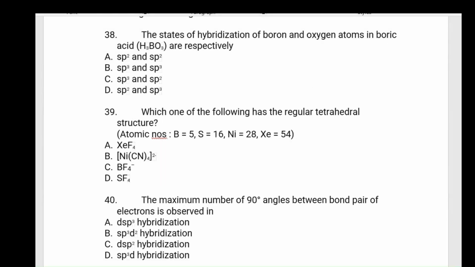Next question, the states of hybridization of boron and oxygen atoms in boric acid H3BO3 are. To answer this question, first we have to write the structure of boric acid. So it will be like this, boron, and it is attached to 3 OH. This is the structure of boric acid. So here boron has 3 bonds. 3 bonds means it must be 3 sigma bonds. So it is sp2 hybridization for boron. And coming to oxygen, oxygen is having 2 sigma bonds and 2 lone pairs are obviously present. So 2 sigma bonds and 2 lone pairs makes it sp3 hybridized. So our answer is option D.